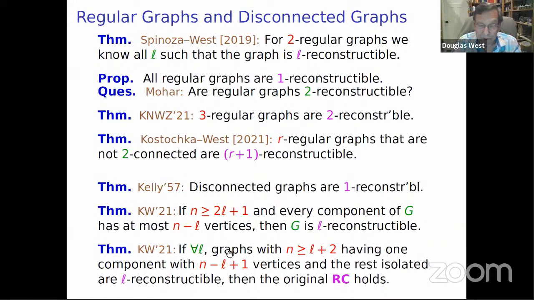But first let me note that if you ask for just a little bit more, suppose you have one component with n-l+1 vertices, one more, and all the rest of the vertices are isolated. If you know that such graphs are l-reconstructible, that will imply the original reconstruction conjecture. So again, some of the things we're talking about are harder than the reconstruction conjecture.